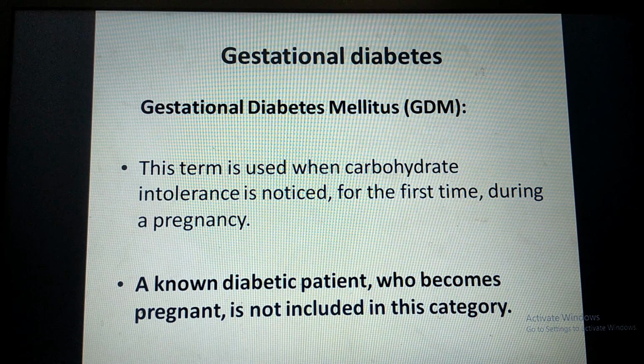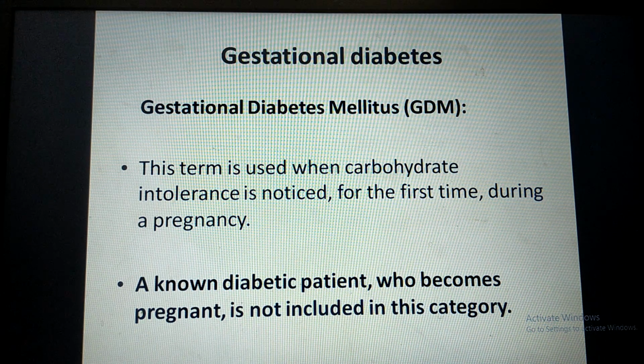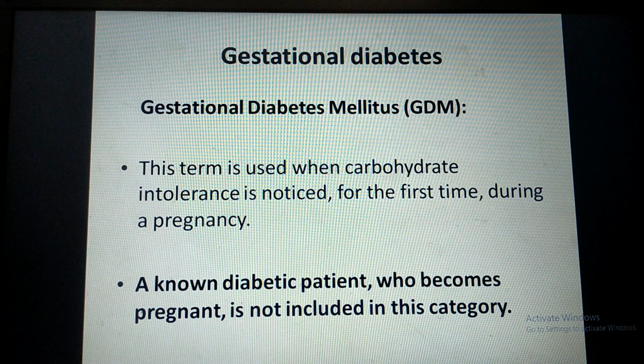Gestational diabetes, or gestational diabetes mellitus, is a term used when carbohydrate intolerance is noticed for the first time in a pregnant woman during her pregnancy. A non-diabetic patient who becomes pregnant is not included in this category. That means if we notice high blood glucose level for the first time during pregnancy, then that patient is termed as a patient of gestational diabetes mellitus.